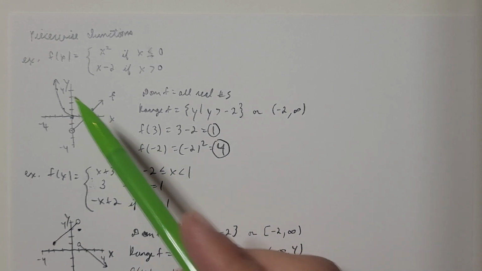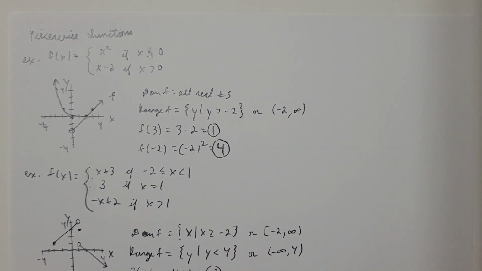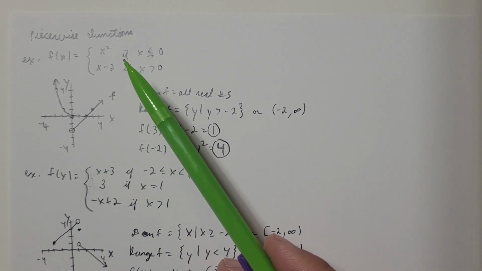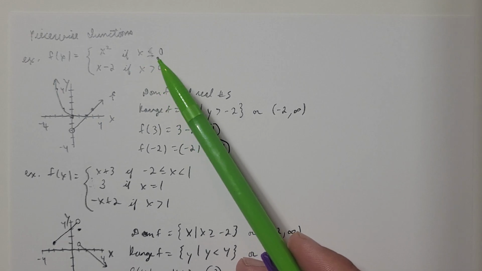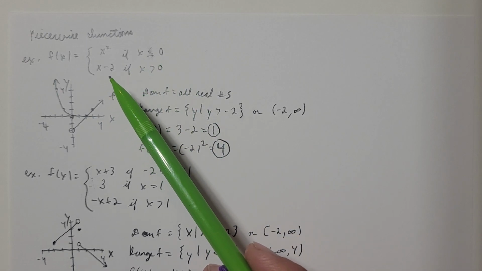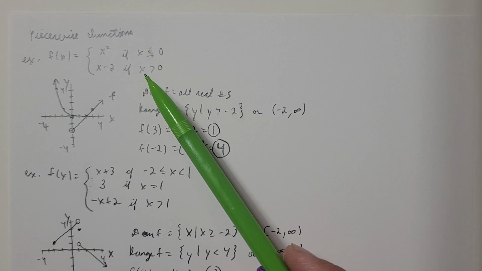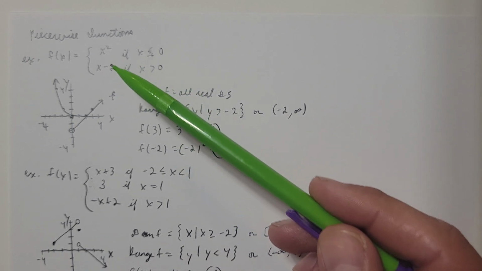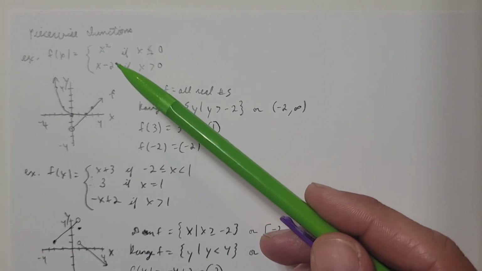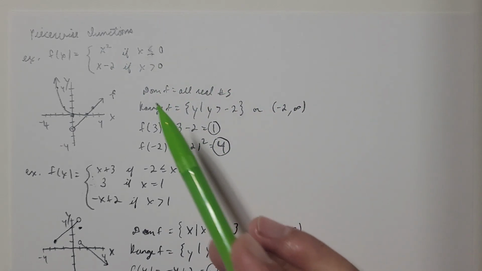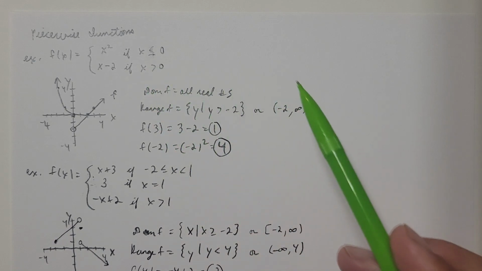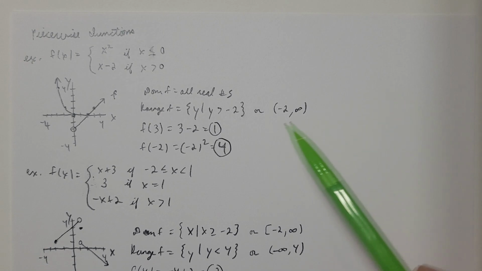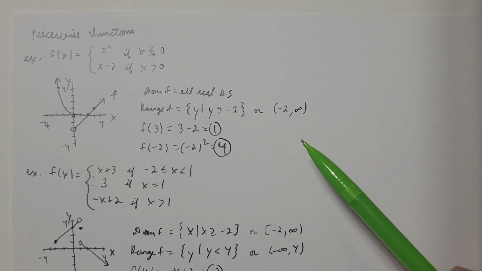In this first example, suppose that we want to graph the function f of x equals x squared if x is less than or equal to 0, and x minus 2 if x is bigger than 0. Now with a piecewise function, you've got several different pieces. So here I've got two pieces, and these if conditions, I'll worry about them later. But let's go ahead and graph this curve first.